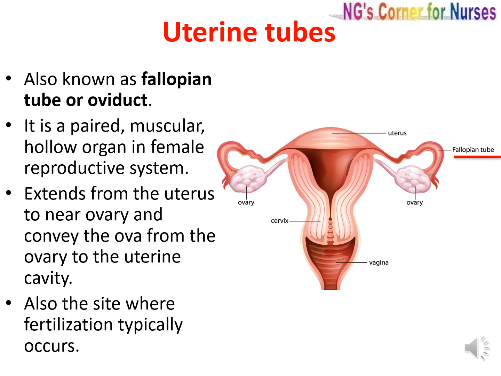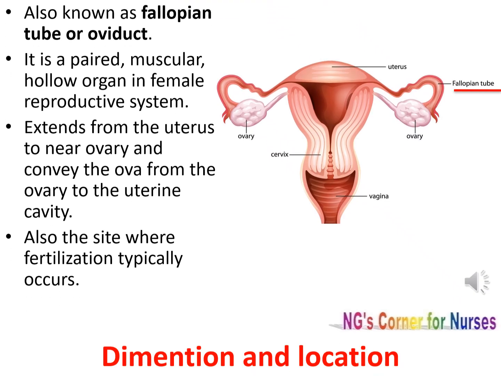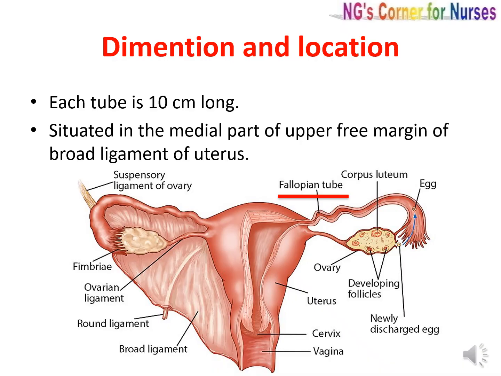Uterine tubes are also known as fallopian tube or oviduct. It is a paired muscular hollow organ in the female reproductive system which extends from the uterus to near the ovary and conveys the ova from the ovary to the uterine cavity. It is also the site where fertilization typically occurs. Each uterine tube is 10 cm long and it is situated in the medial part of the upper free margin of the broad ligament of the uterus.